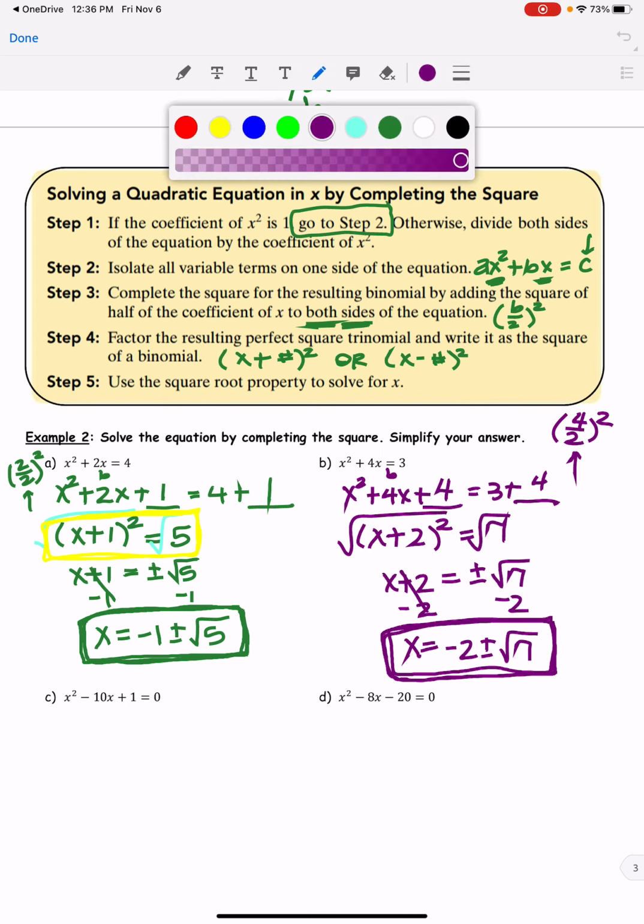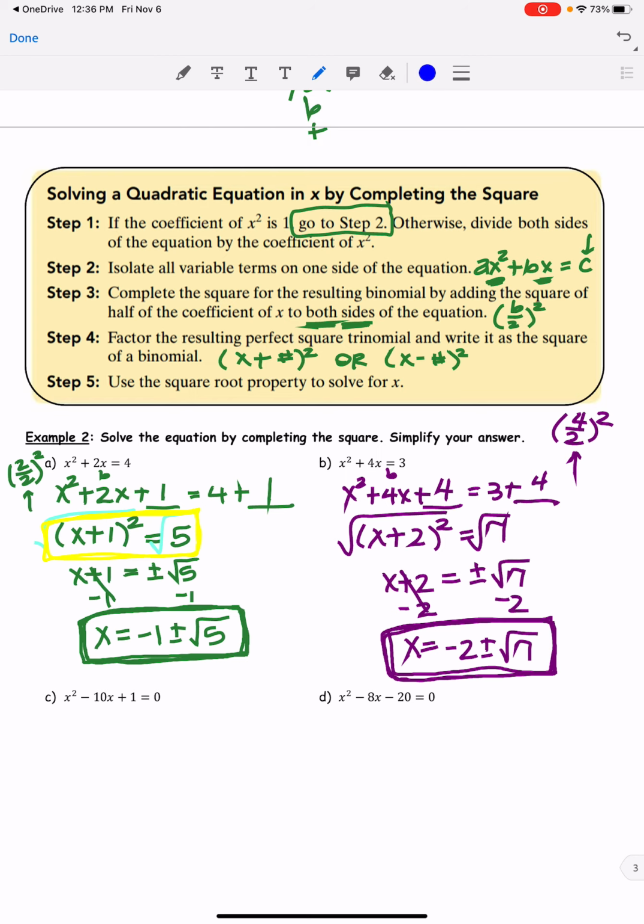Okay, 2 more examples, and they're pretty much the same, but we do have one extra step on both of these. Both of these aren't in the correct form. So in step 2, we need to isolate all variable terms to one side of the equation. So I want these on the same side. That means I need to move that 1 over. So how do you move that 1 over? Well, the opposite of adding 1 is to subtract 1. So this is x squared minus 10x plus something equals -1 plus something.